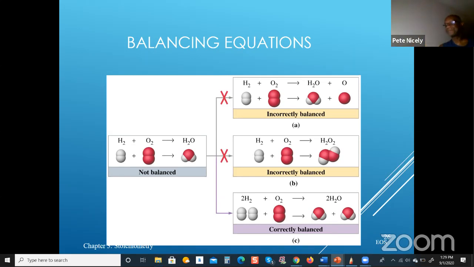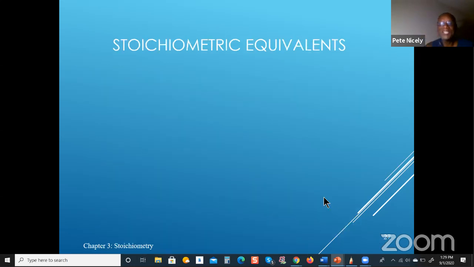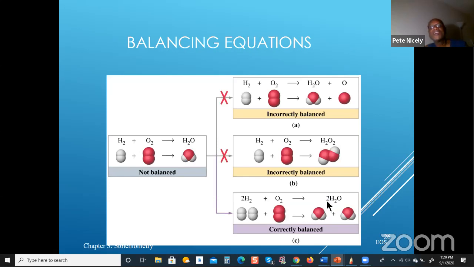Okay, so as I was saying, in this particular case, to balance the oxygens, you place a coefficient of 2 here, right? But by placing a coefficient of 2 here, we are now having an imbalance of the hydrogens. So therefore, we have 4 hydrogens here. So we're going to need 4 on this side, and that's why we put the 2 here. And now the equation is balanced, right?